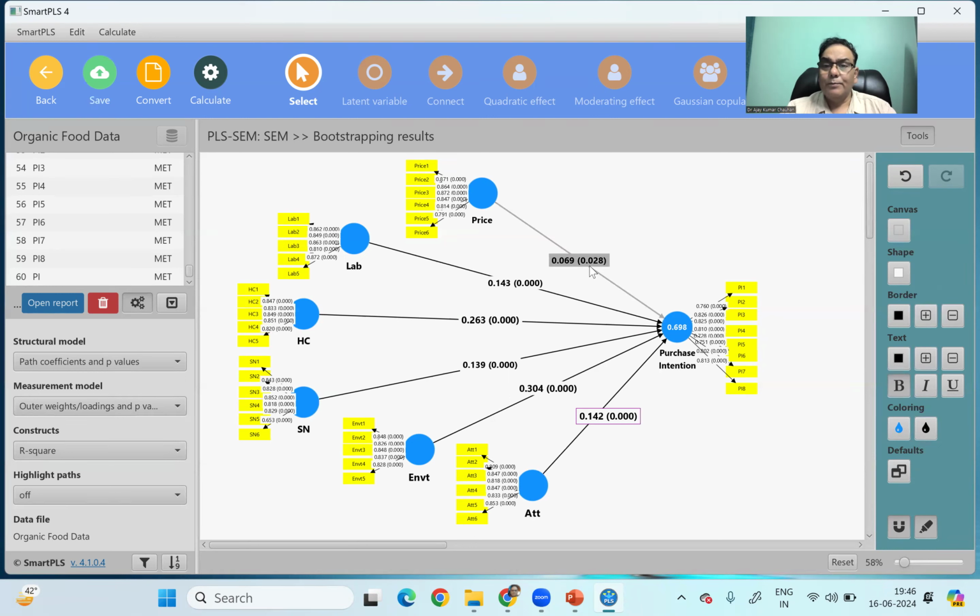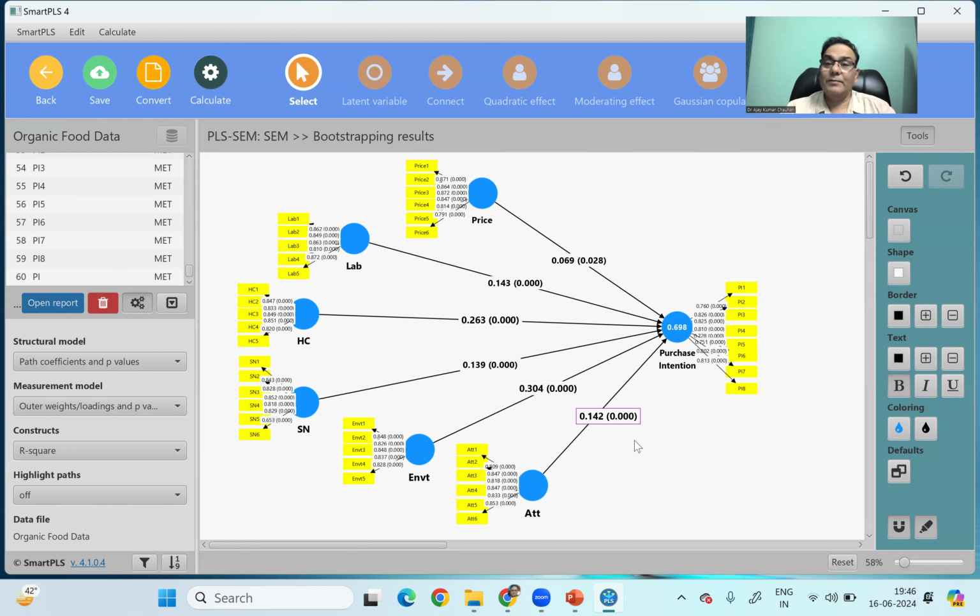How will you know? What is written inside the bracket? P value. The P value, if it is less than 0.05, if the P value inside the bracket is less than 0.05, we can say significant effect. So this is also less than 0.05, less than 0.05. So everywhere it is significant.